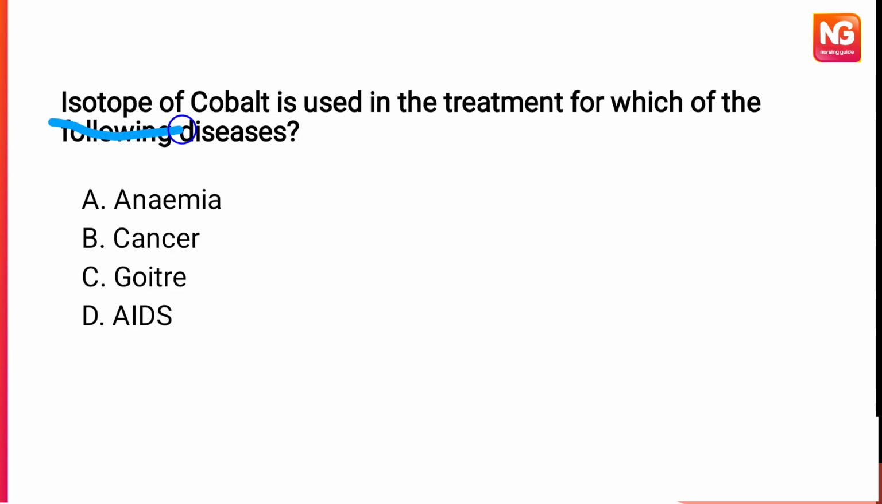Next, isotope of cobalt is used in the treatment for which of the following diseases? Option A anemia, option B cancer, option C goiter, option D AIDS. And the correct answer is option B, cancer. Isotope of cobalt is used in the treatment of cancer.